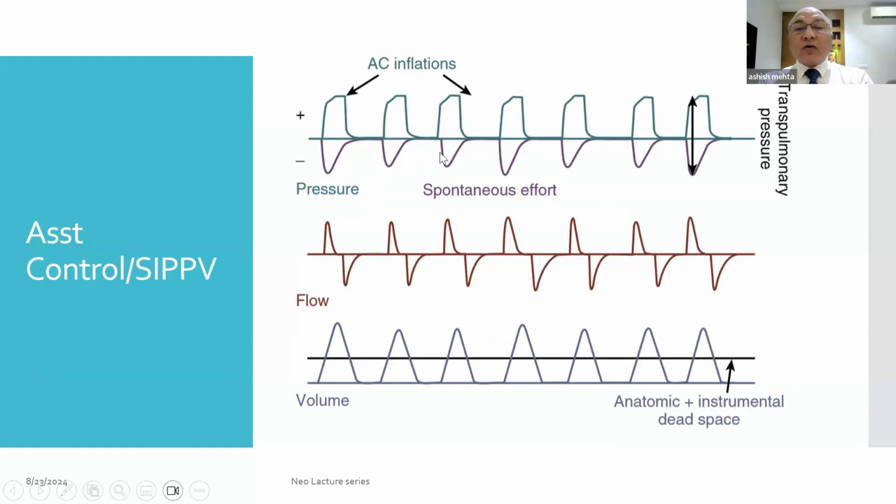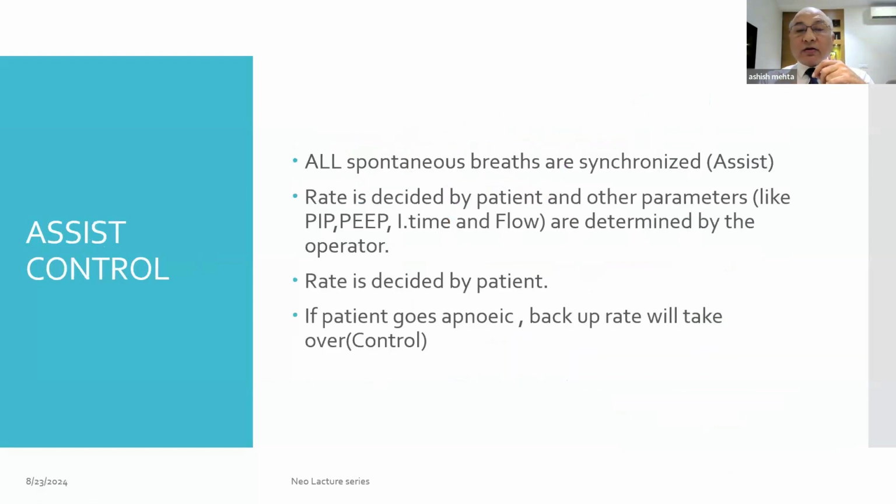You can see here all these are negative deflections, which are spontaneous breaths, and with each negative deflection you can see a positive pressure breath, which is a mechanical breath. So if the baby is able to trigger the ventilator, the ventilator will support all triggered breaths, or mechanical breaths, and you can see good tidal volume happening because all breaths are supported breaths. So here all spontaneous breaths are synchronized or assisted breaths.